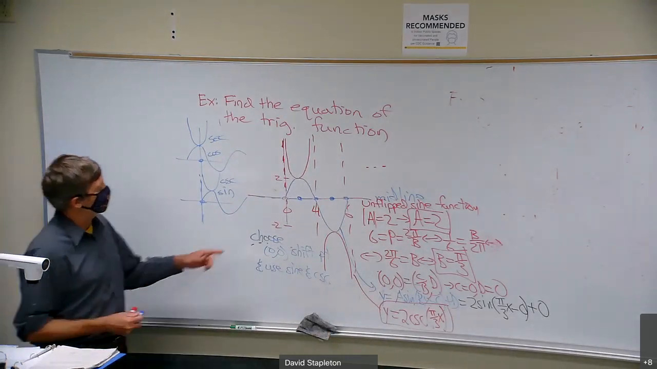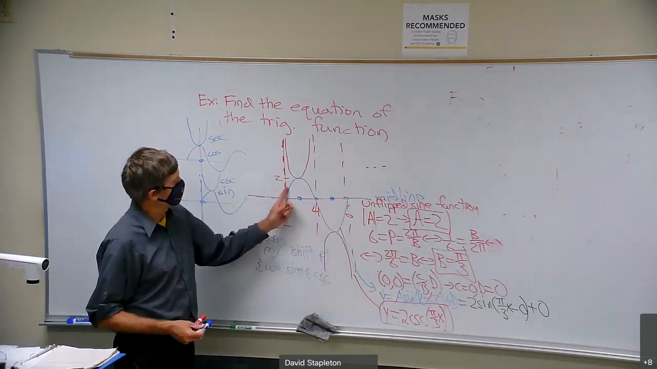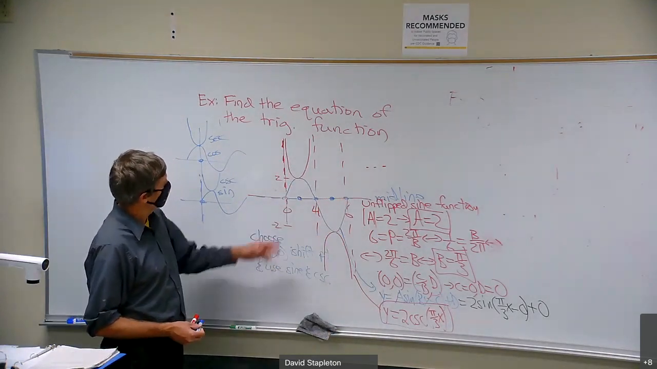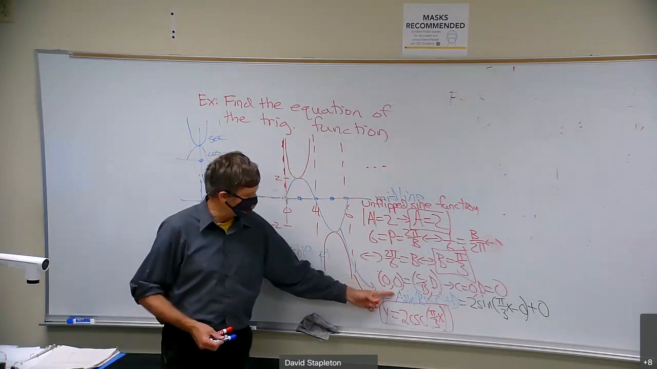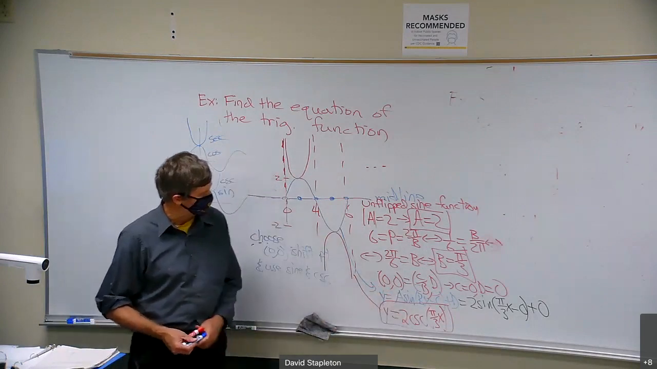So see the graph like this, think of the reciprocal function, which you've already done. How do we fit that? And then just, when you find that, change sine to cosecant or cosine to secant.